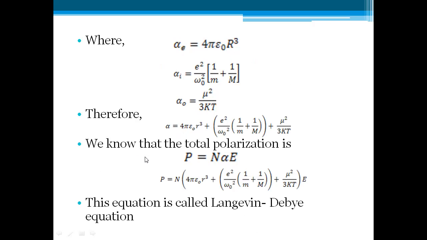Suppose the material has n number of atoms, then polarization is given as P equals n alpha E. In place of alpha, just replace it with the total polarizability. You get P equals n into 4 pi epsilon naught r cube plus e square by omega naught square into 1 by m plus 1 by M plus mu square by 3 kT, into E. This equation is called the Langevin-Debye equation.